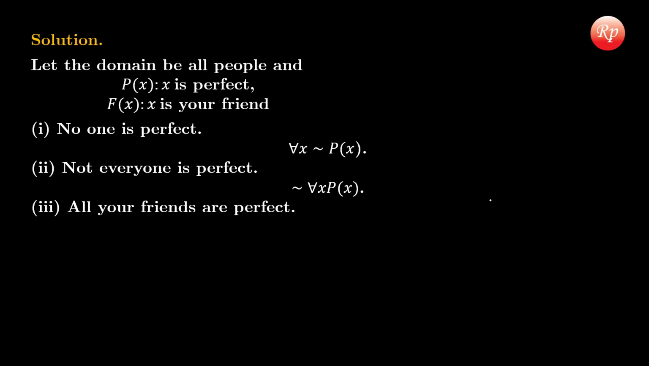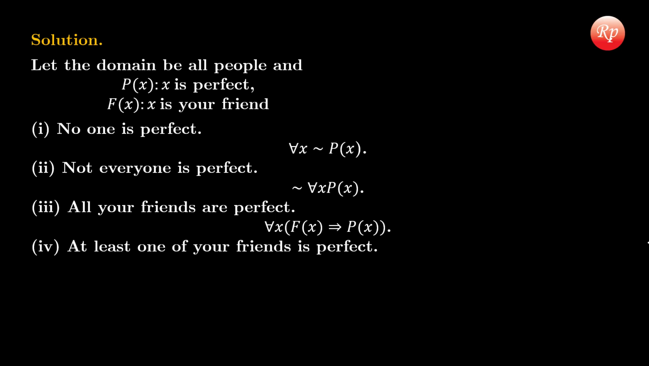Then third, all your friends are perfect. Okay, so first of all you have to ensure that the person in this domain is your friend. So for all x, if x is your friend, then he is perfect. Okay, all your friends are perfect. This is the way. If you pick any person from this domain, if he is found to be your friend, then he is perfect.